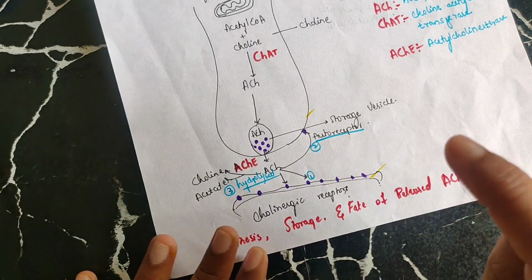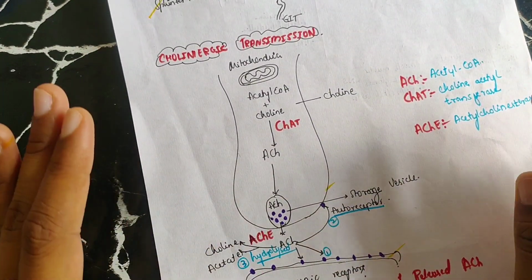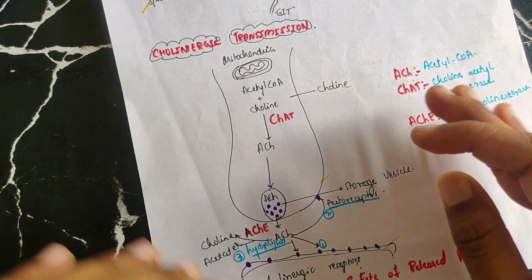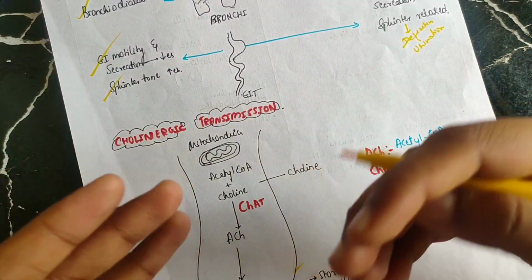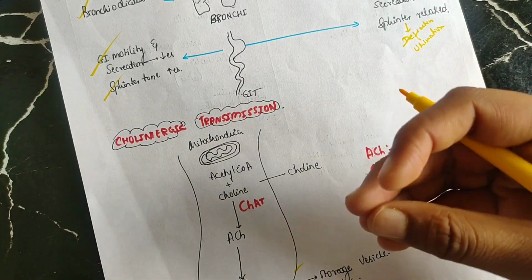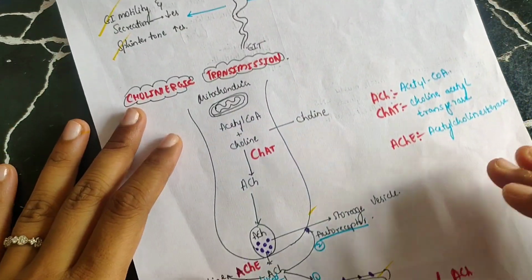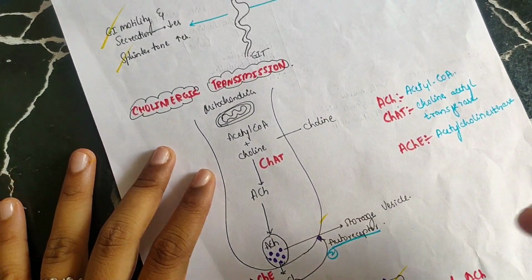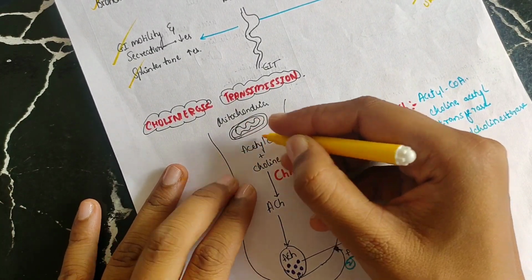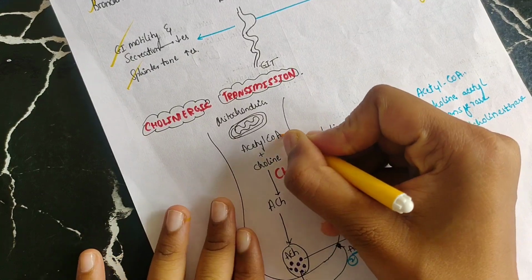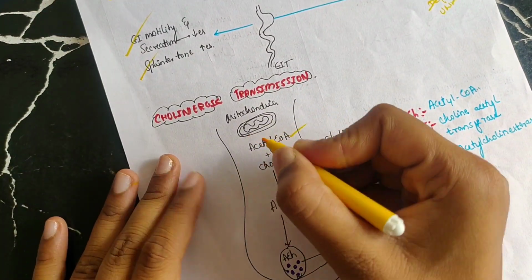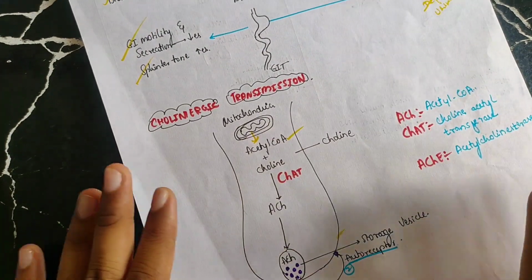The postsynaptic membrane has receptors for acetylcholine. First, we will see how acetylcholine is produced, stored, and then secreted into the synapse. First, mitochondria have acetyl-CoA. As you know, for the TCA cycle also, this is a main substrate, so acetyl-CoA will be there from the mitochondria. This acetyl-CoA comes from the mitochondria.